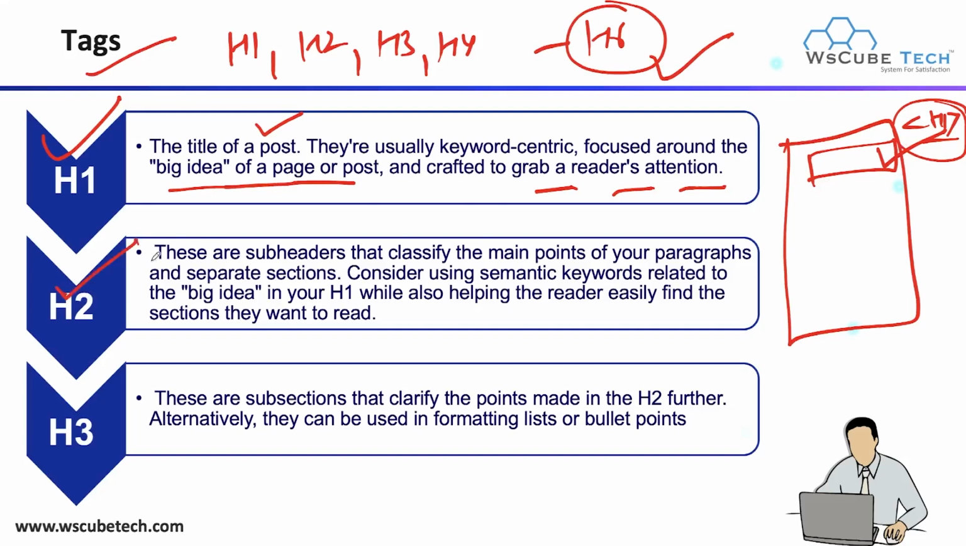Next we have the H2 tag. Any subheading you want to give, you put in your H2 tag. These are the subheaders that classify the main points of your paragraph and separate sections. Consider using semantic keywords related to the big idea in your H1 while also helping readers easily find the sections they want to read. Again, we have the H3 tag. These are the subsections that clarify the points made in the H2. Alternatively, they can be used in formatting lists or bullet points. So these are the tags available here.